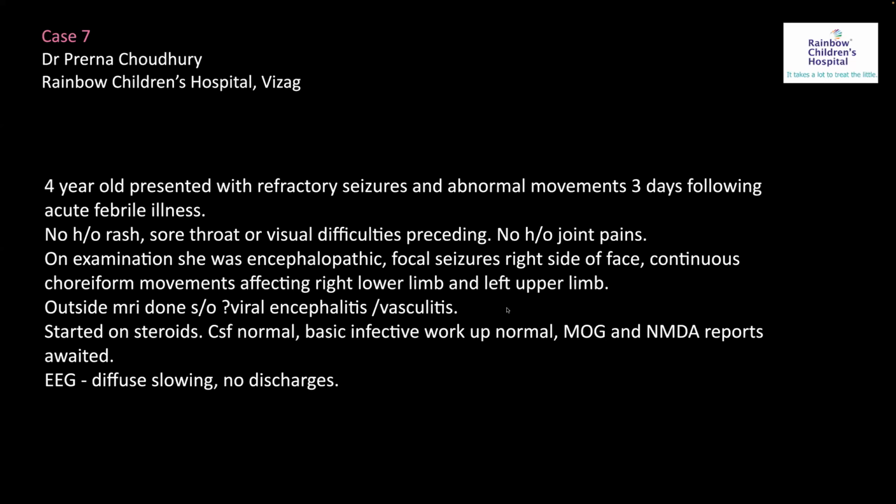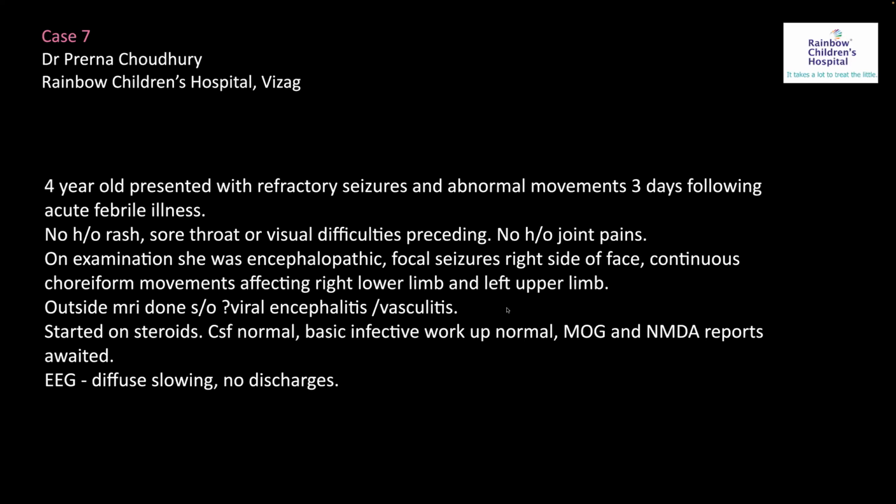So this is a 4-year-old girl who presented with refractory seizures and abnormal movements 3 days following a febrile illness. There was no preceding history of rash, sore throat, no visual difficulties, and no history of any joint pains. She was referred as status epilepticus or refractory status, but actually she had more movement issues rather than seizures. She definitely had right focal seizures, mainly affecting her face and right upper limb, but the left upper limb and left lower limb had choreoathetoid movements.